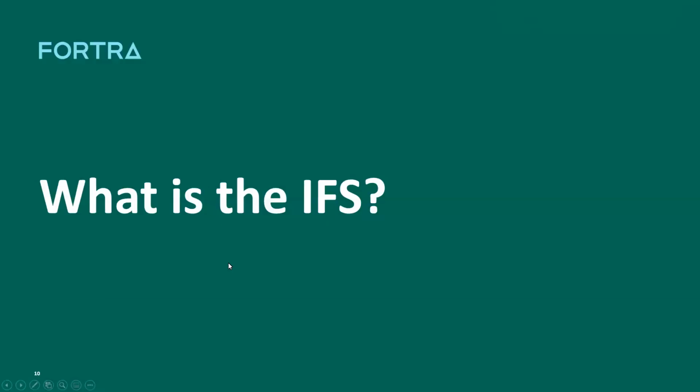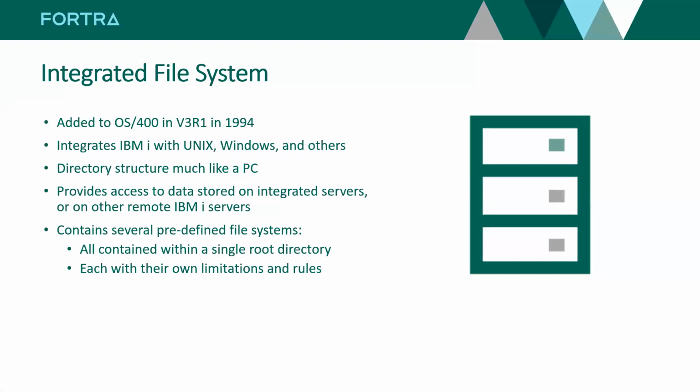Addressing it is going to be beneficial to everyone. All right, so a quick circle back, a little bit of a history lesson, because sometimes people don't realize what the IFS is and how it came about. It's kind of the odd man out from the green screen that we typically think of the system as. The integrated file system was added in 1994, V3R1, to allow the IBM i to integrate with Unix, Windows, and other types of operating systems. It has a directory structure much like a PC, providing access to data stored between these servers and an easy way to move it back and forth between these platforms.